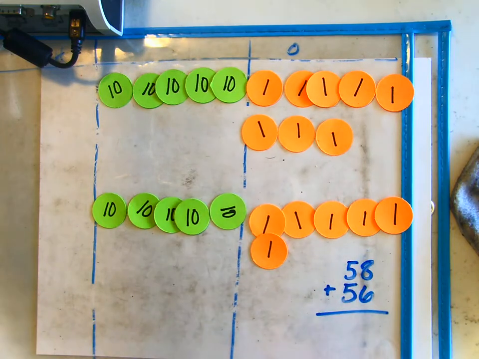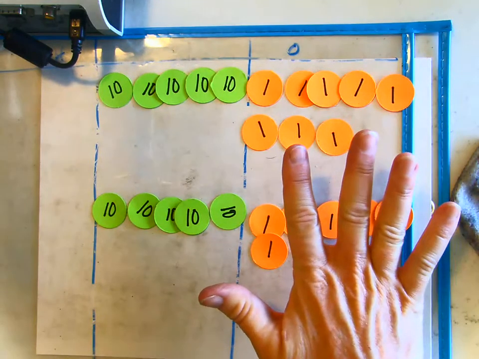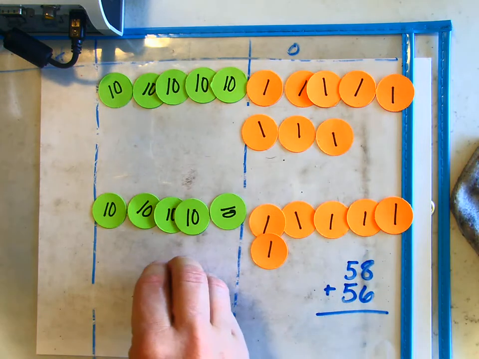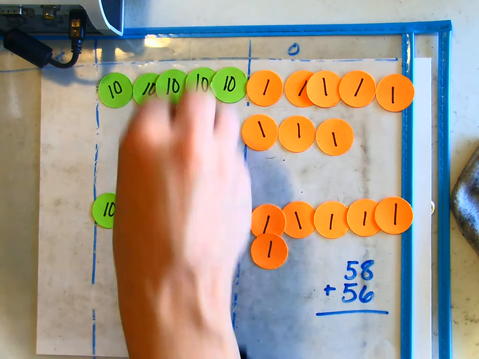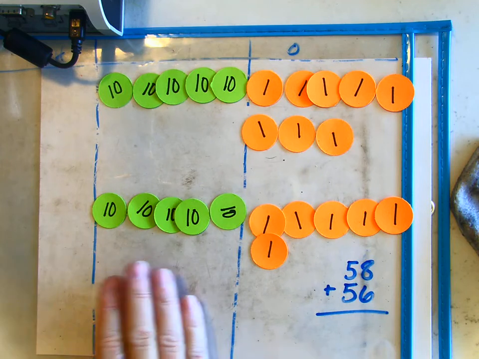With the tens or the ones? We're going to start with the ones because if we have to bundle up and move over a group of tens, then we want to make sure we have that before we add our tens.